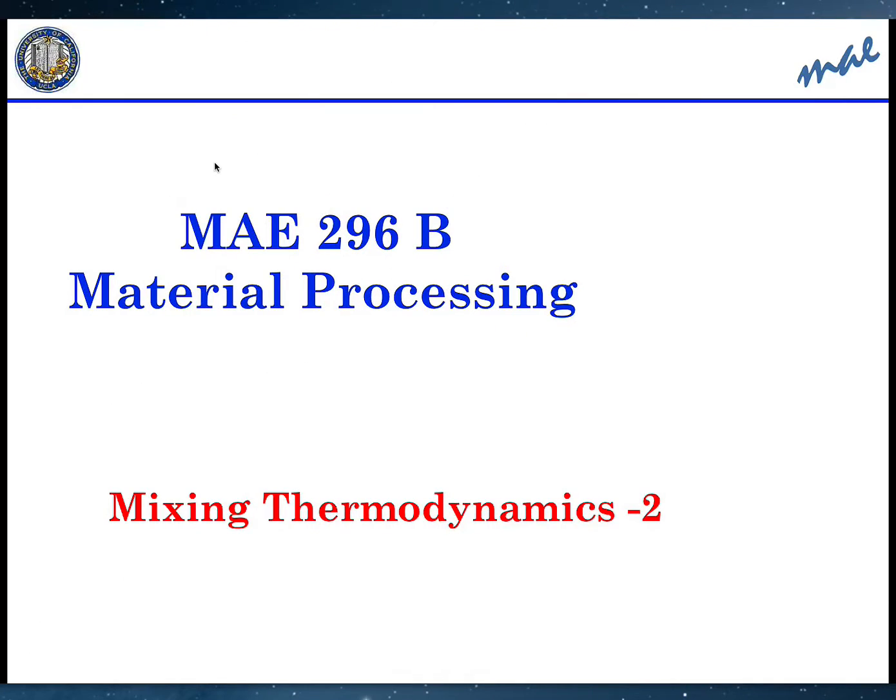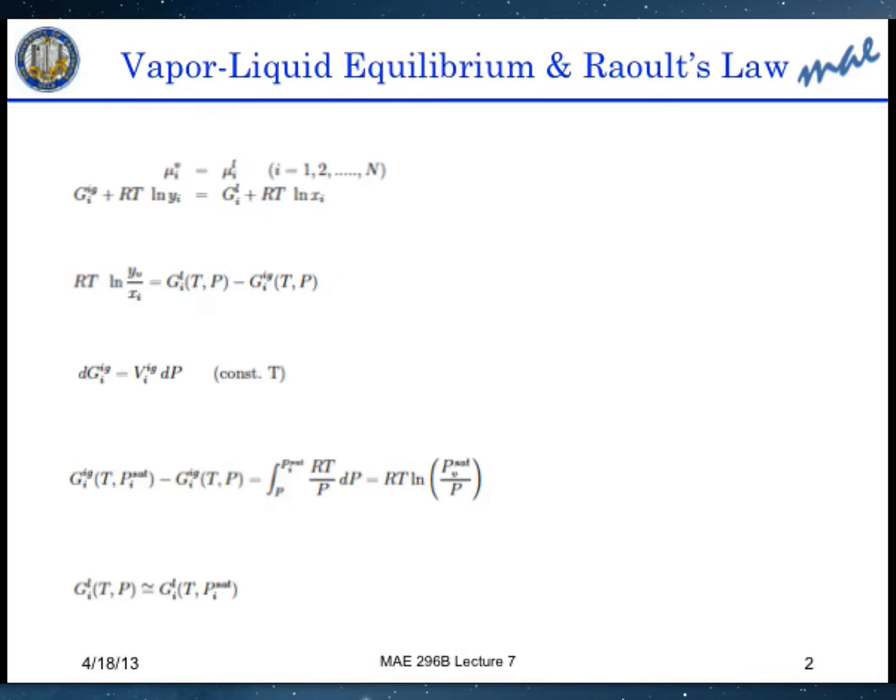The title of this lecture is Mixing Thermodynamics, and we will basically cover in the first part of the lecture the ideal case, which is Raoult's law, and then later on we will look at a variation in which non-ideal behavior is brought into bear. So the lecture here is a material processing, and the title is Chemical Mixing Thermodynamics. We're going to start by looking at the vapor-liquid equilibrium and Raoult's law.